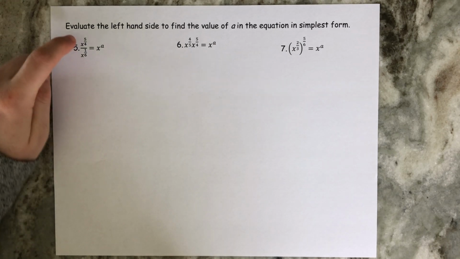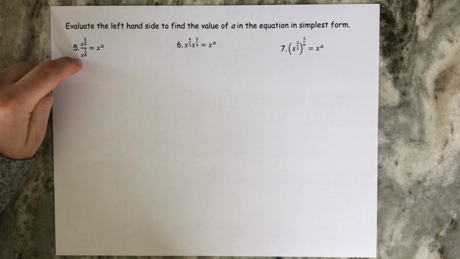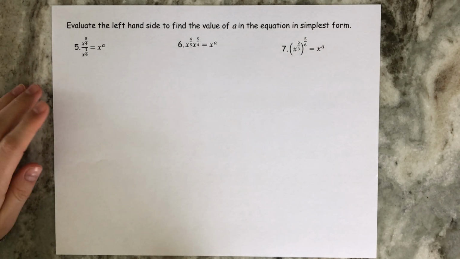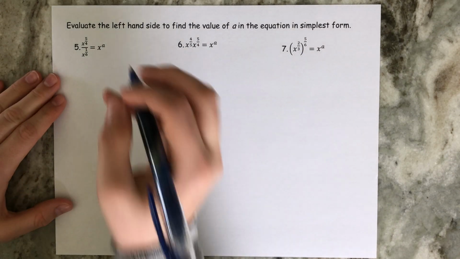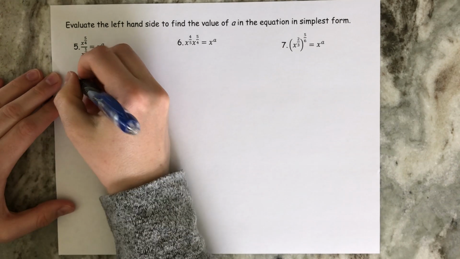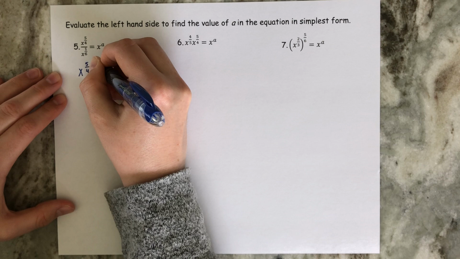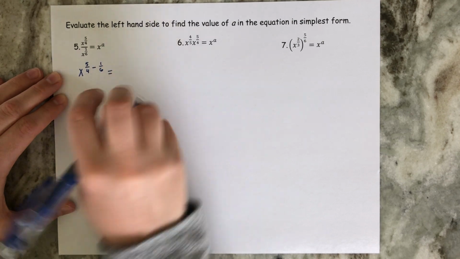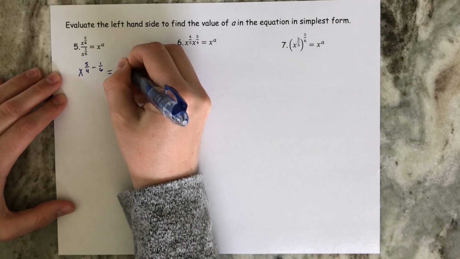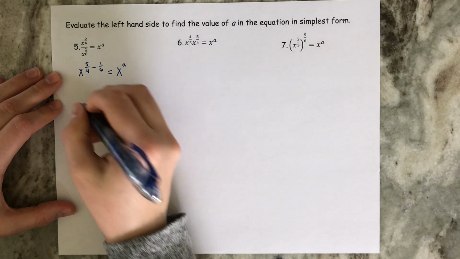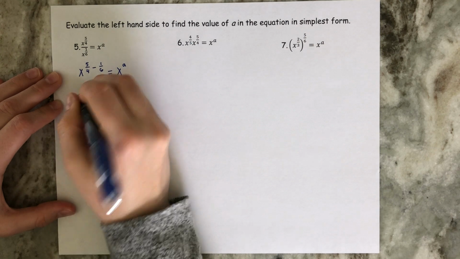For this problem, if you see 2 things being divided with exponents, if you remember, our rule for dividing exponents is that we subtract exponents. So in this case, I have x to the power of 5 over 4, and I'm subtracting 1/6, and it's still equal to x to the power of a. So in order to do this subtraction, I need to get a common denominator first. So I'm going to put them both over 12.